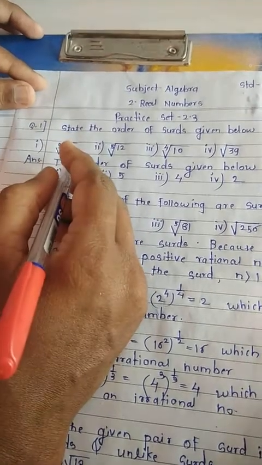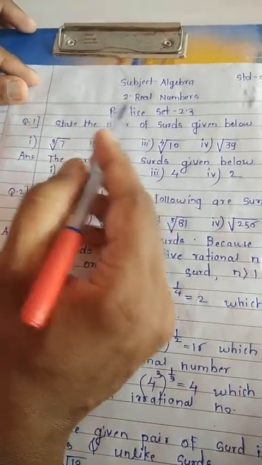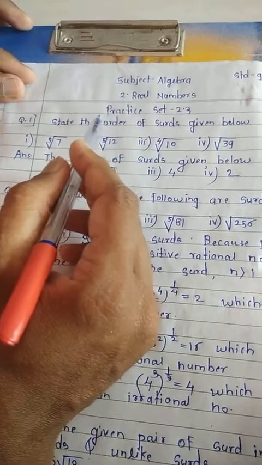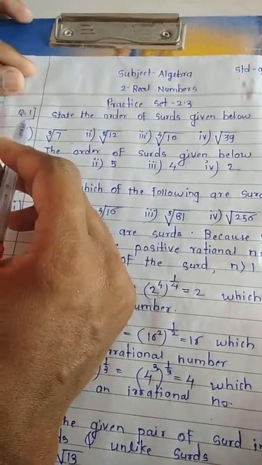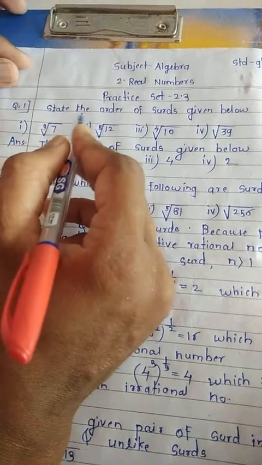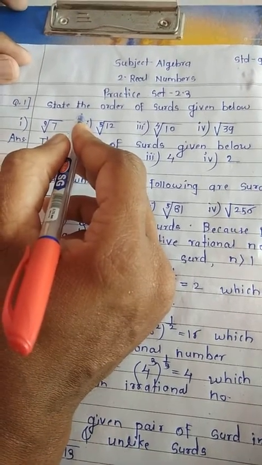Good morning, students. We have to start the chapter Real Numbers. So we have to start practice set 2.3. Question number one: state the order of the surds given below.